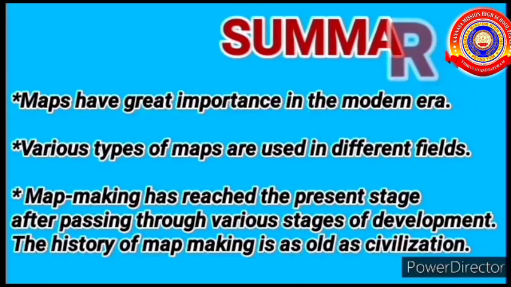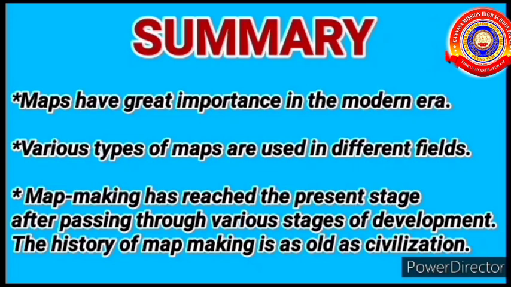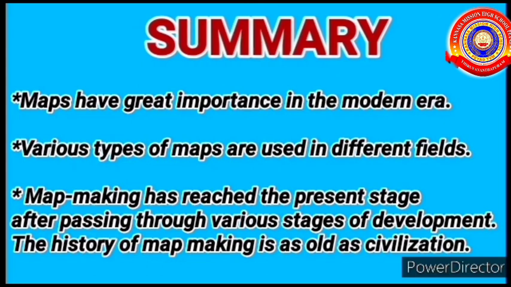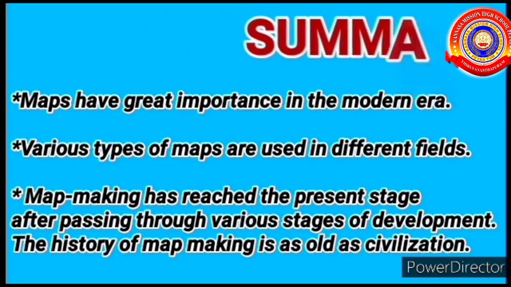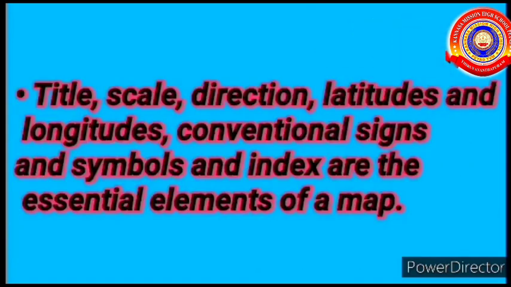Students, let's summarize this chapter. Maps have great importance in the modern era. Various types of maps are used in different fields. Map making has reached the present stage after passing through various stages of development. The history of map making is as old as civilization. Next, title, scale, direction, latitudes and longitudes, conventional signs and symbols, and index are the essential elements of a map.